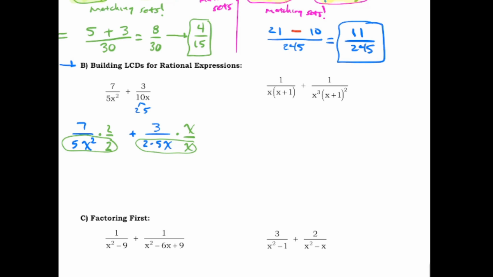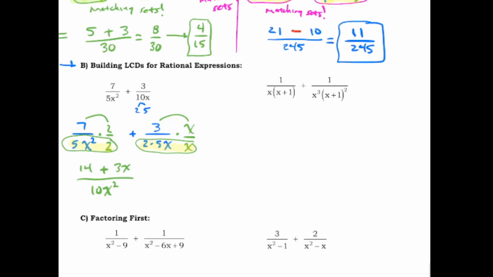So now I do indeed have matching sets. Both of these sets have a 2, a 5, and a pair of x's. A 2, a 5, and a pair of x's. Which means we're ready to add across the top now. So you go 7 times 2 is 14, plus 3 times x is 3x. All over, and then you put this stuff back together. 5x squared times 2 is, well, 10x squared. And if you want to be really careful, you can do it over here too. 2 times 5 is 10x times x is 10x squared. Yep, it's working. Make sure you have perfectly matching sets.